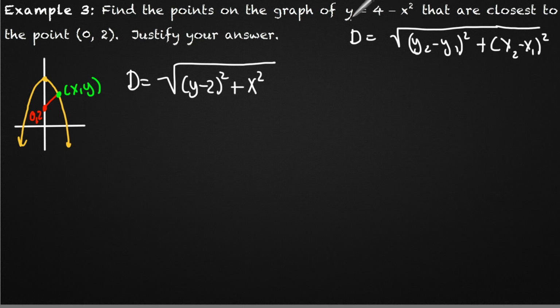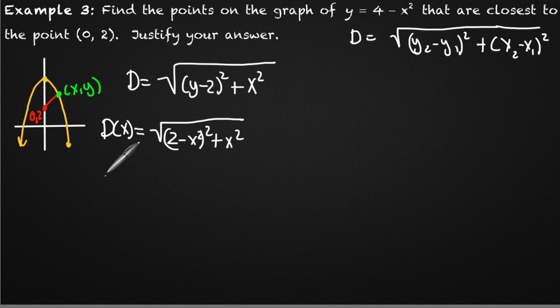Now we need to actually plug in what y is equal to so that we can get the distance in terms of x. So I'm going to write D of x now, which is going to be function notation. I'm going to replace y with 4 minus x squared. And 4 minus 2 is going to be 2, so this is going to end up being the square root of 2 minus x squared, squared, plus x squared.